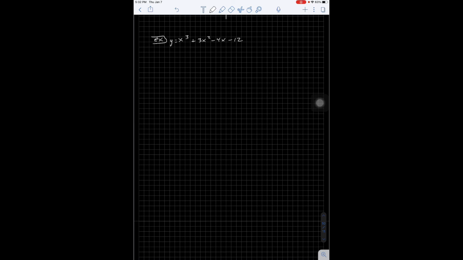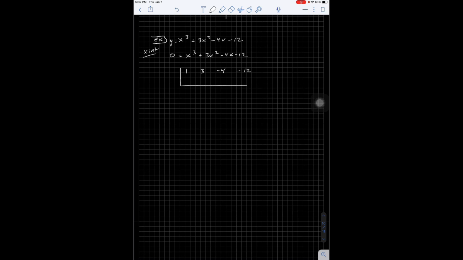So here we go. Directions would be to graph. I'm going to do x-intercepts first, so I'm going to set this equal to 0, and I'm going to factor this. So synthetic division: 1, 3, negative 4, negative 12.